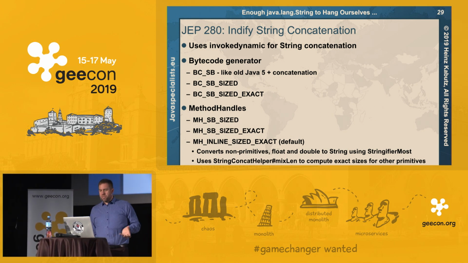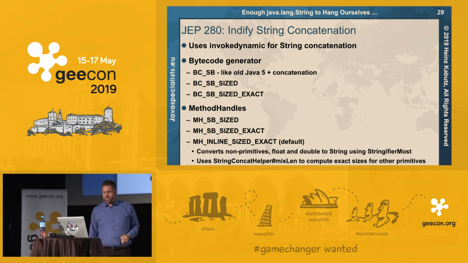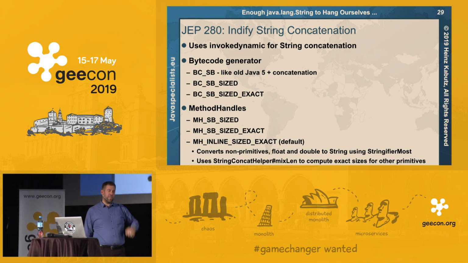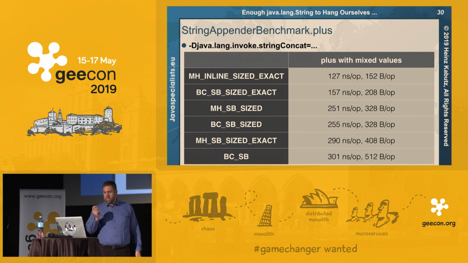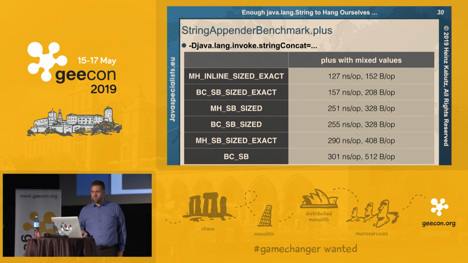Now, there are a whole bunch of algorithms for concatenating strings together. The one that's used is inline sized exact. That happens to also be the fastest, so there's no reason to actually use the other ones. It was just for debugging purposes. And here you can see the performance differences. The fastest, as I said, is the first one.